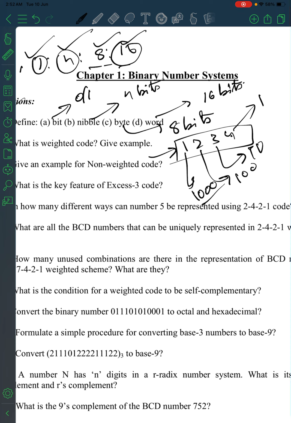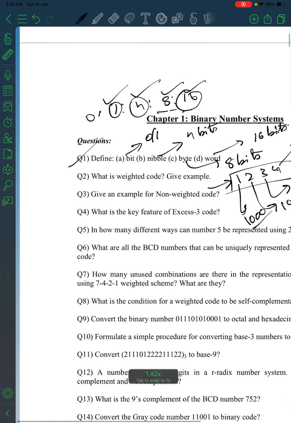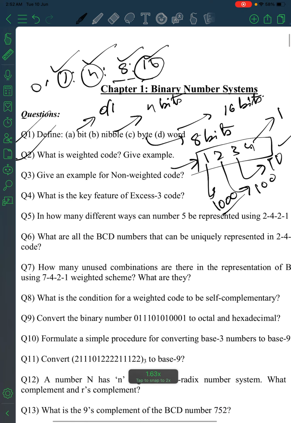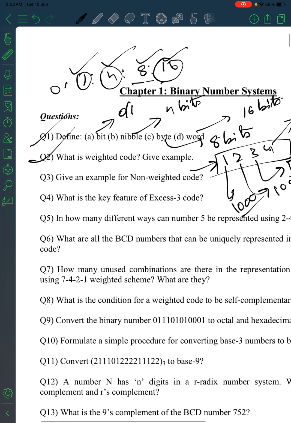In this case, this is a decimal system, so the place value of each position increases by a power of 10. So this is what is called a weighted code. And coming to the non-weighted code, if you know anything about the gray code.